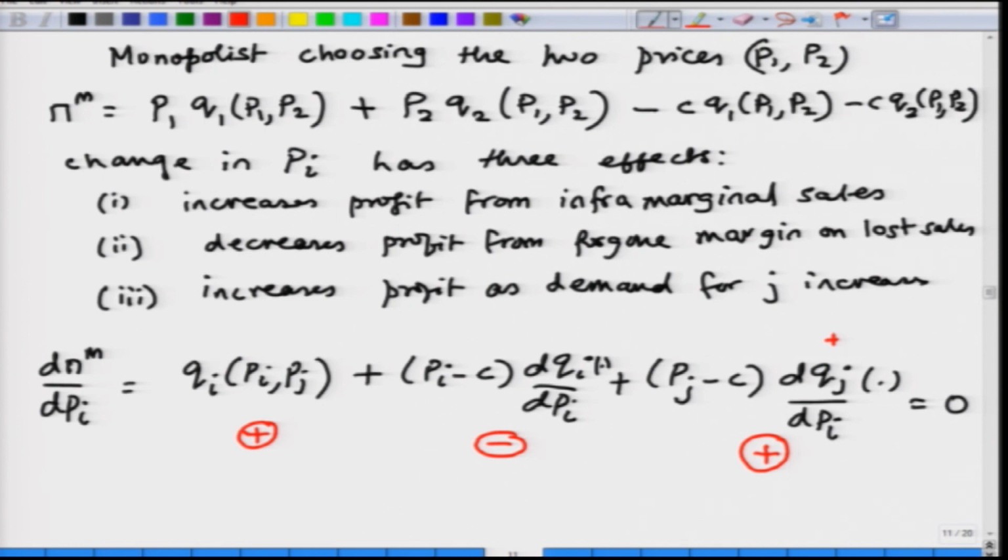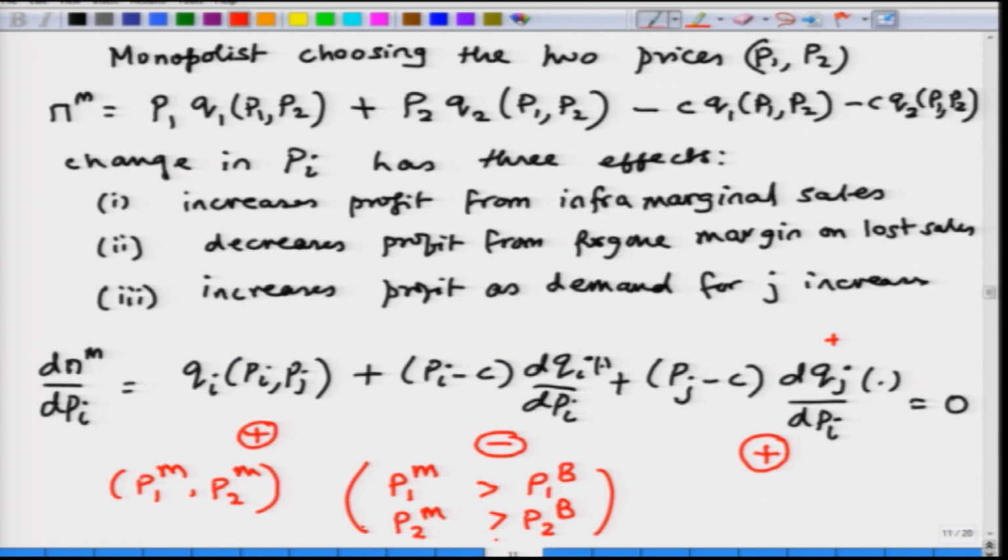I can write down the 2 first order conditions, one with respect to P1, one with respect to P2, right. So, there will be a solution P1m, P2m, which will satisfy the two first order conditions. Because of these 3 terms, of which 2 are positive and 1 is negative, we would expect that the P1m that we solve for is greater than the P1b that we solved earlier, and the P2m that we will now get will be greater than the P2b that we solved earlier.